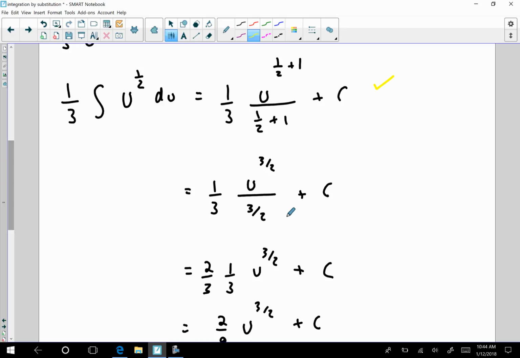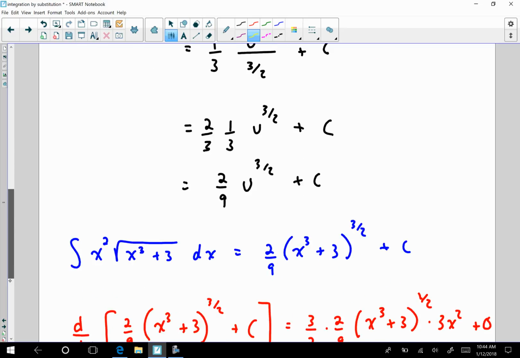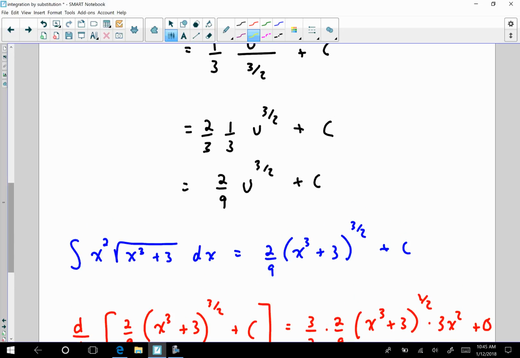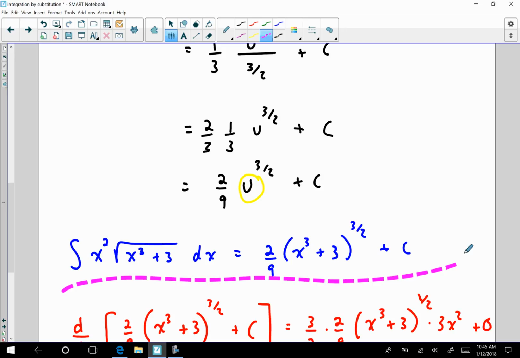So I have 1/3 times u to the 3/2 divided by 3/2. So I'm going to multiply by 2/3. Division is the same as multiplication by the reciprocal. 2/3 times 1/3 is 2/9, u to the 3/2. And I'm going to make sure that I back substitute what my u was, which was x cubed plus 3. And I'm going to rewrite my problem. The antiderivative of x squared, square root of x cubed plus 3 dx is equal to 2/9 x cubed plus 3 to the 3/2.